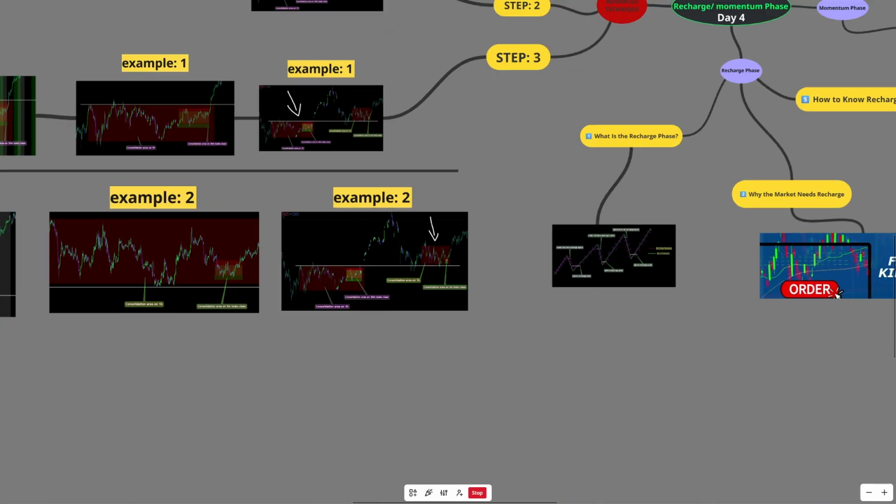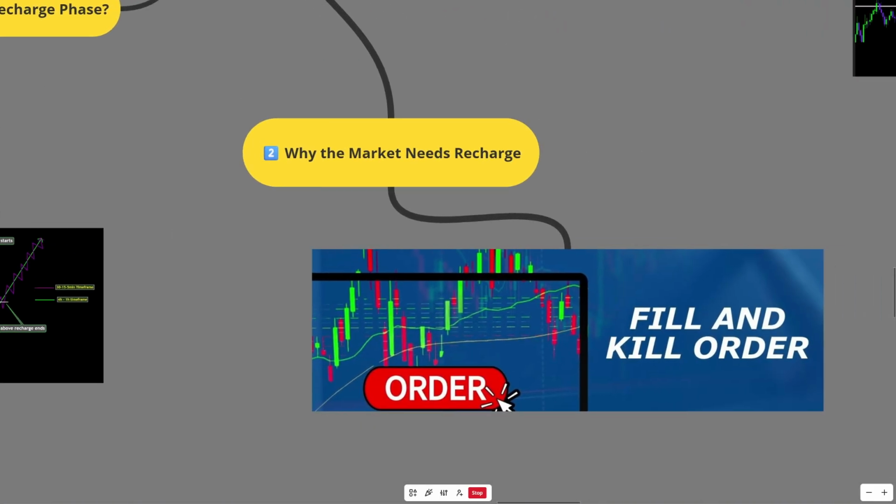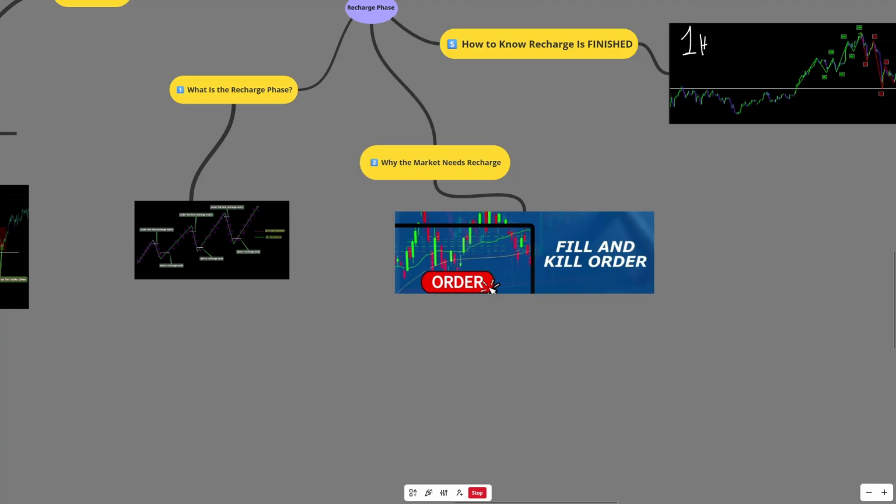So why does the market create recharge? The market cannot create momentum without fuel. That fuel comes from stop losses, trapped traders, liquidity pools, emotional entries, consolidation zones, imbalances. So if the market doesn't have enough liquidity, momentum cannot happen. So recharge continues until enough liquidity is collected.